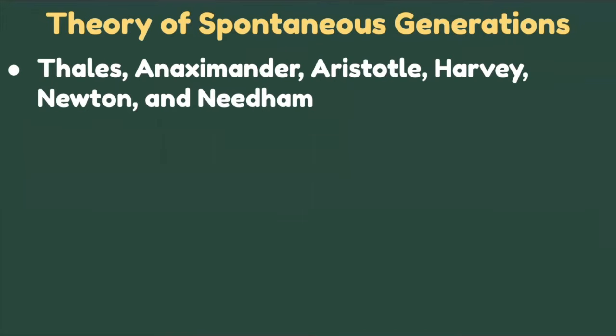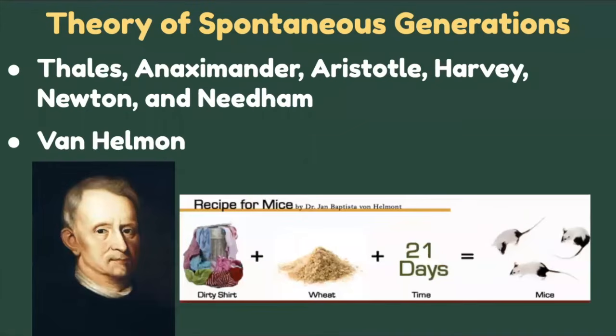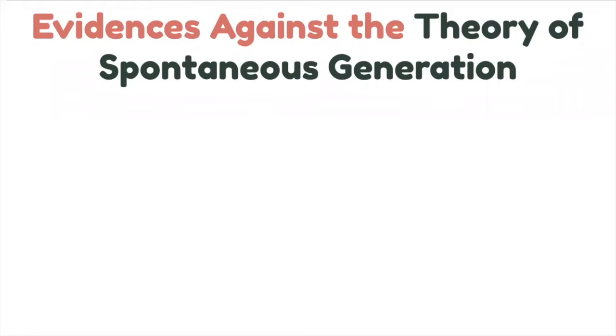Now, there is another person named Van Helmont who claimed that he could produce mice from a dirty sheet and a handful of wheat grains kept in a dark cupboard in 3 weeks. Of course, this sounds ridiculous, so there is some evidence against the theory of spontaneous generation. It was heavily criticized by three great scientists who performed well-designed experiments to disprove it.